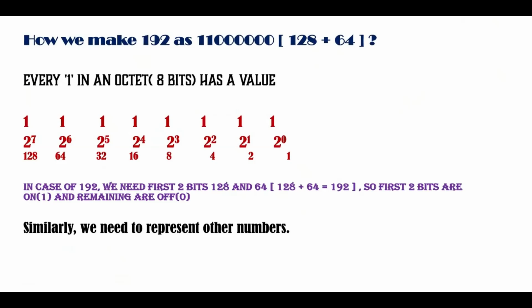How do we make 192 as 11000000, 128 plus 64. Every 1 in an octet, 8 bits, has a value as shown here. In case of 192, we need the first 2 bits, 128 and 64. 128 plus 64 is equal to 192, so the first 2 bits are on, 1, and the remaining are off, 0. Similarly, we need to represent other numbers.